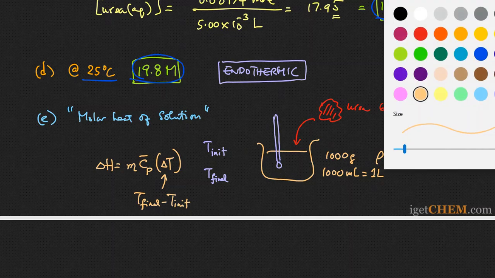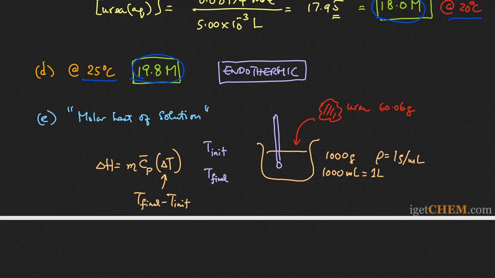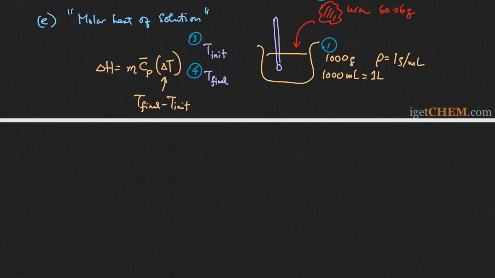So let me highlight them again. 1, measure out the mass of water. 2, measure out the mass of the urea. 3 and 4, measure the initial and final temperatures of the bath. Okay, part F.